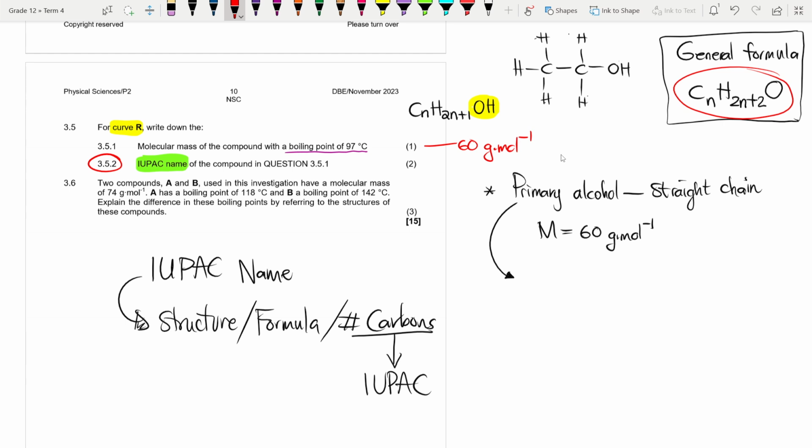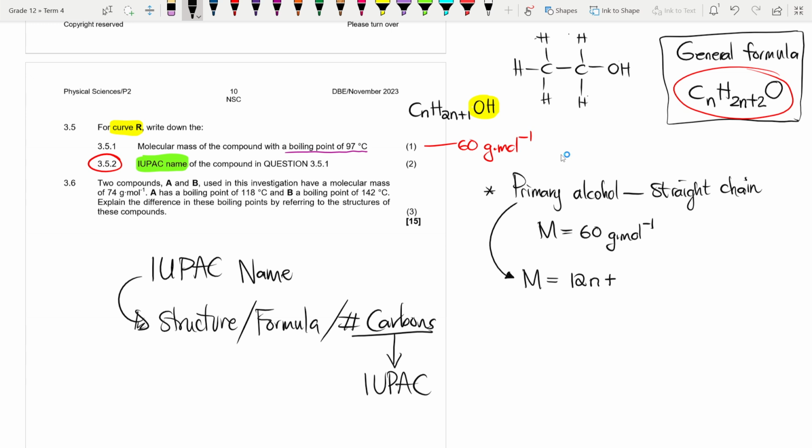So since I have the molar mass, it means I'm solving for n. And if I know n, it means I can know how many carbons are in a straight chain. So here's what I'll do. The molar mass of this alcohol is going to be C, and the molar mass of C is 12, but this 12 has to be multiplied by some number, and I don't know the number yet, so I'll multiply it by n. Then I'll say plus, because every time we do molar mass, we add in between the elements.